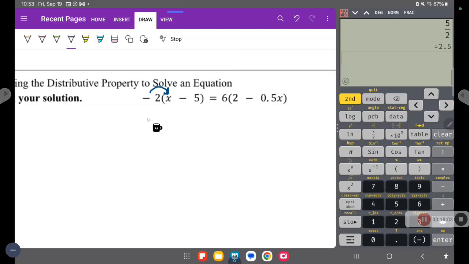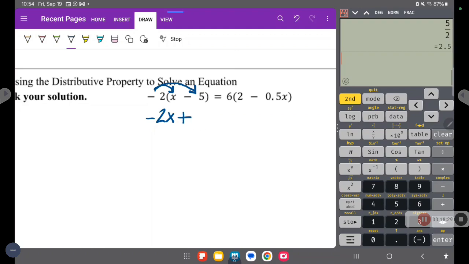That is negative 2x. Okay? So then we have to distribute the next one. Negative 2 times negative 5. Remember, when the number is in front of the parentheses, it's telling you to multiply. So negative 2 times negative 5 is a positive 10.